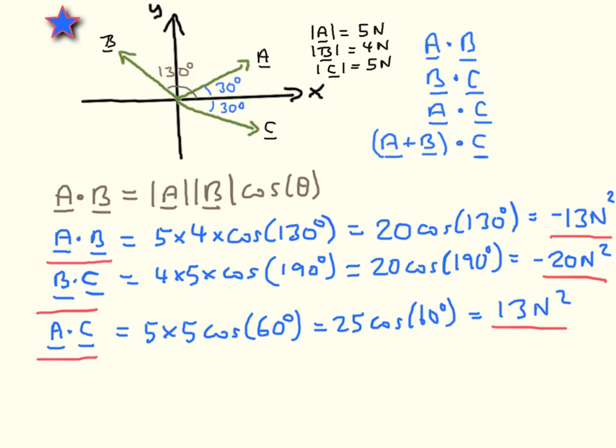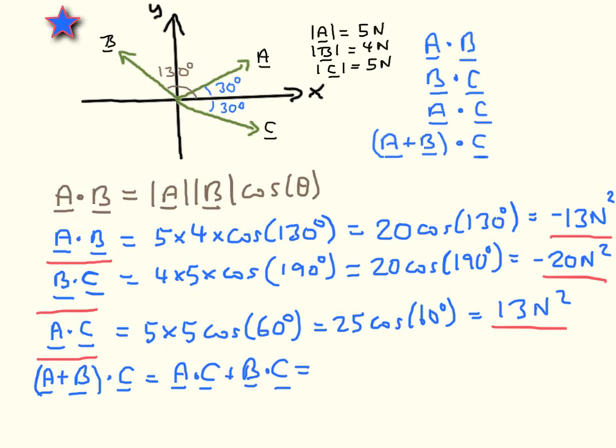The fourth exercise was to calculate the scalar product of the vector formed by adding A and B with C, and all we have to do is expand the brackets, and we say that this is the scalar product of A and C plus the scalar product of B and C. And we have calculated both of these scalar products already. So A dot C is approximately 13, B dot C is minus 20, so it's going to be roughly minus 7.